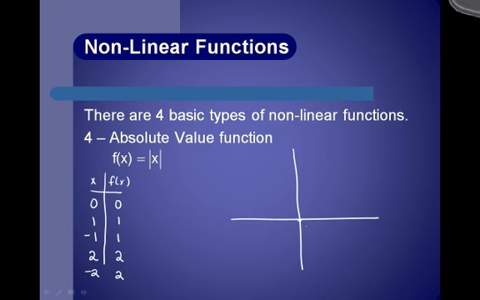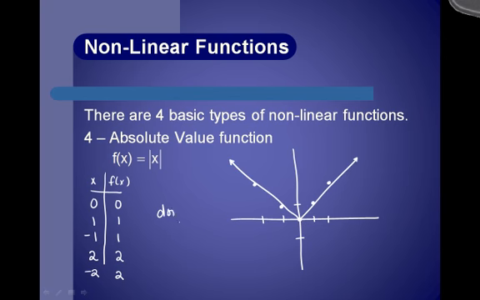So the graph of that, there's 0, 0. The next point, over 1, up 1. The third point would be back 1, up 1. The fourth point would be over 2, up 2. And the next point would be back 2, up 2. So what this graph looks like is a V-shaped graph.